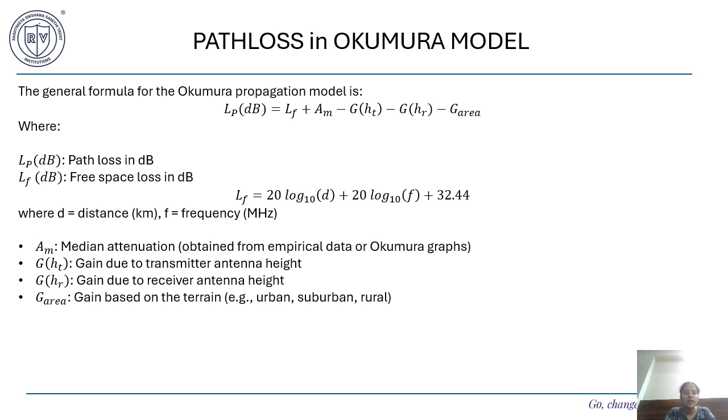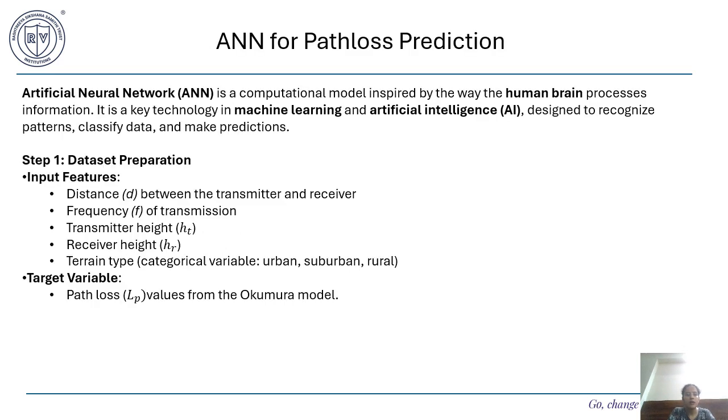Here we see that the main variables we are looking for are the path loss and the free space loss, while the factors considered in the formula are the median attenuation obtained from the empirical data or Okumura graphs, the gain due to transmitter antenna height, the gain due to receiver antenna height, and the gain based on the terrain, that is, whether it is urban, suburban, or rural.